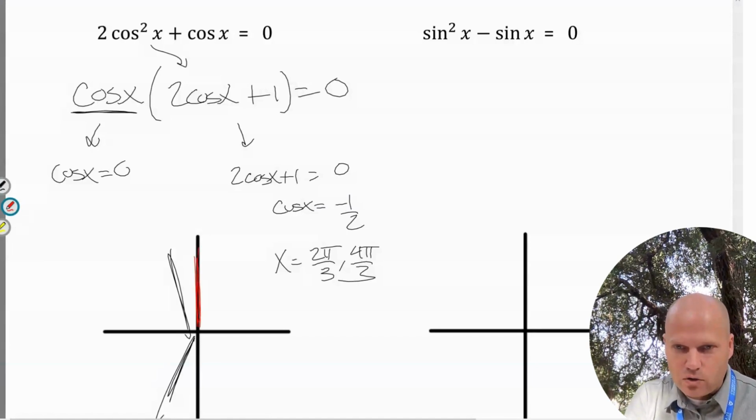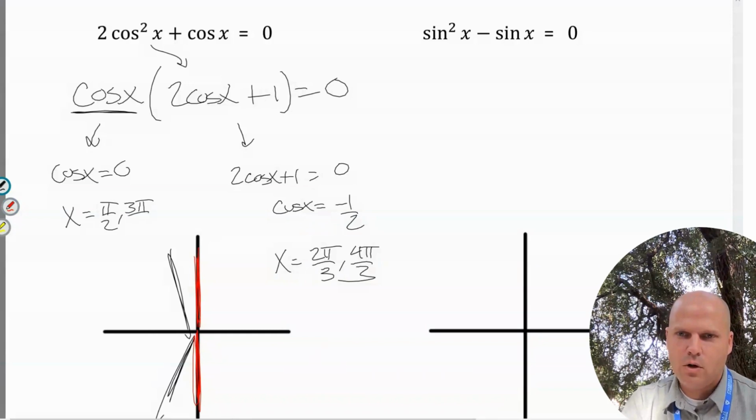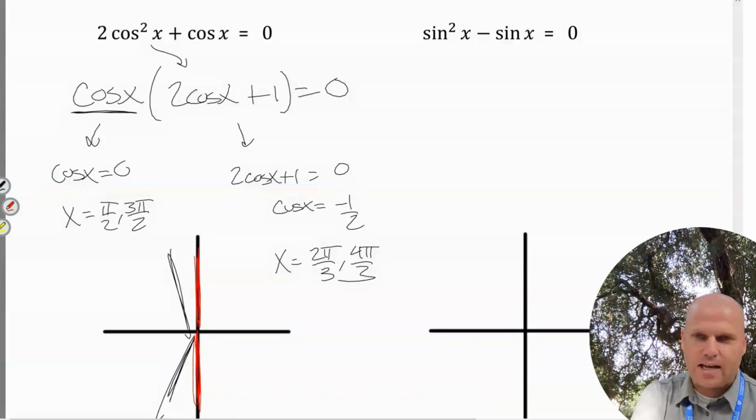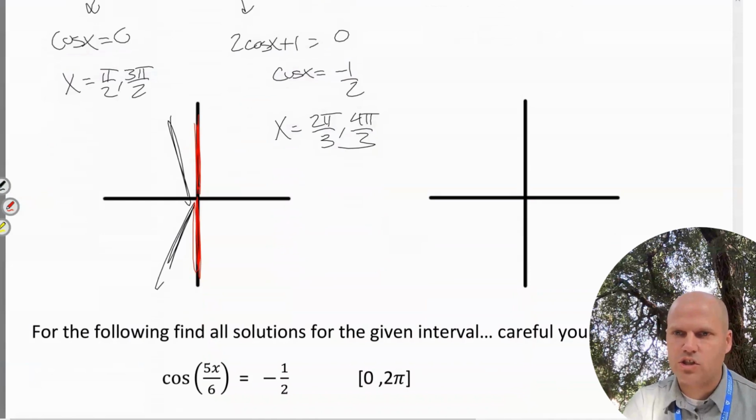The angles when the adjacent side lengths are at 0 are actually your verticals, pi over 2 and 3 pi over 2. You don't go to the left or the right at all. You just go up and down. So the cosine value at pi over 2 and 3 pi over 2 is 0. That gives me my 4 solutions here. Try to list them from least to greatest just to get used to it. We can see pi over 2, then 2 pi over 3, then 4 pi over 3, then 3 pi over 2.